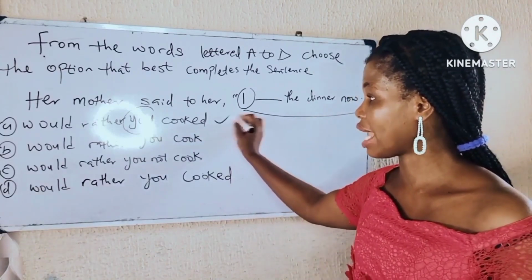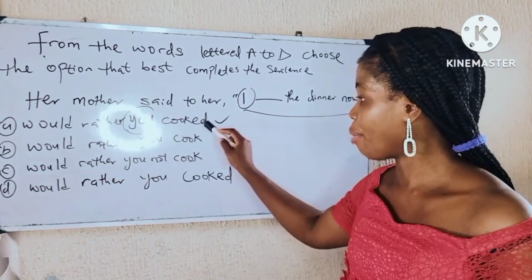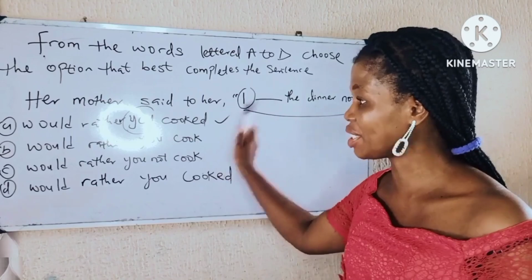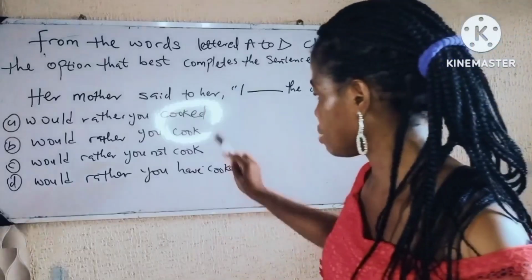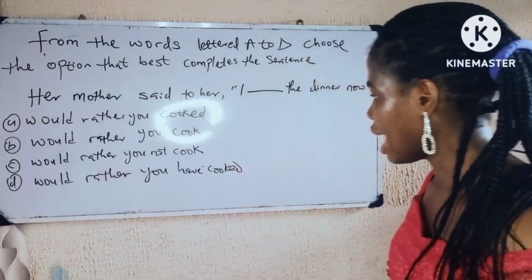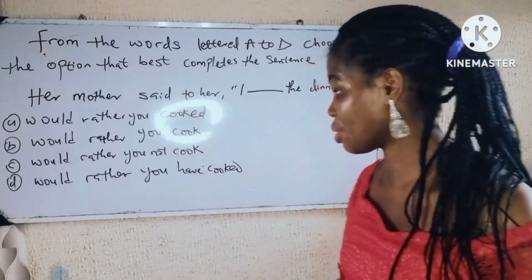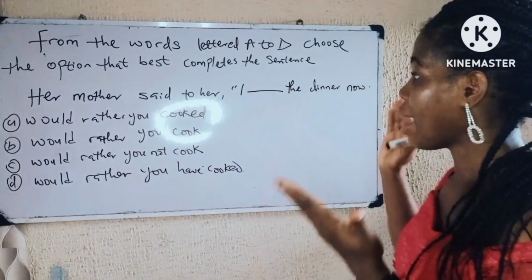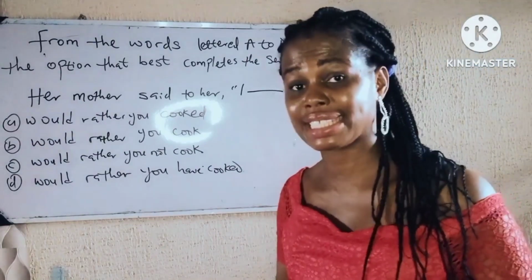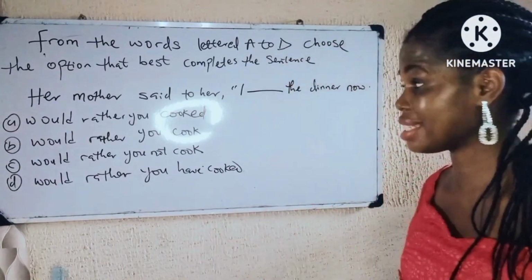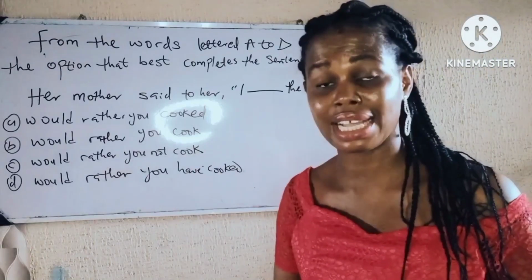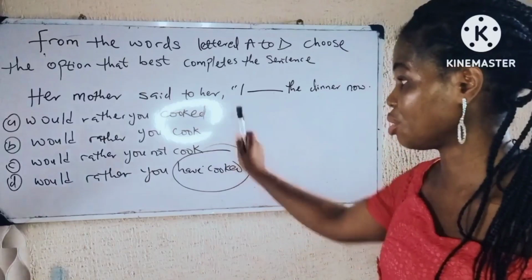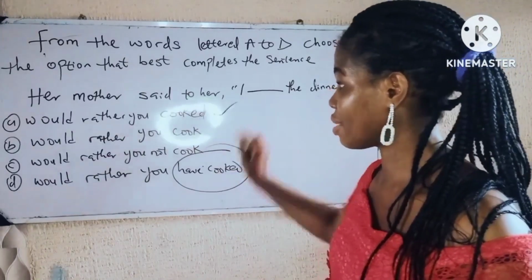So that will make option A the correct answer. Cooked is in the past simple tense, so option A is the correct answer. Option B and option C are incorrect. And option D is incorrect because what we use is not the past participle but the simple past tense. Simple past tense is what we use in constructing a sentence that contains would rather. So option D is incorrect and option A is the correct answer.